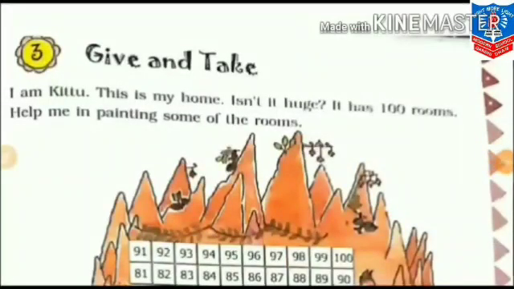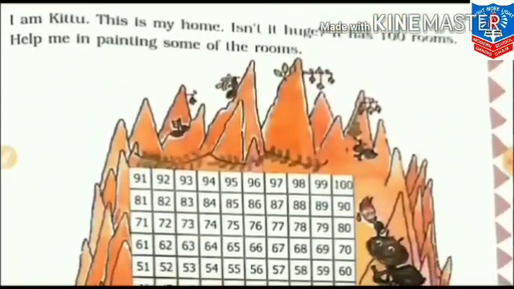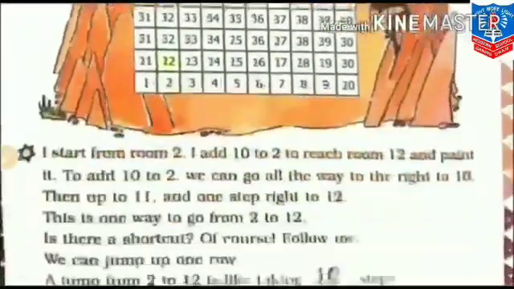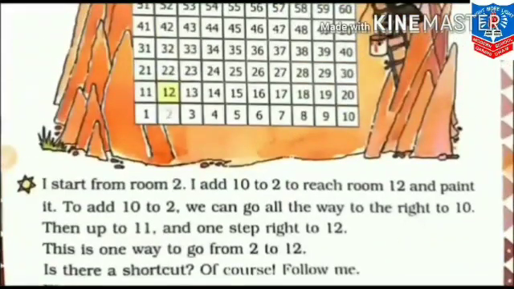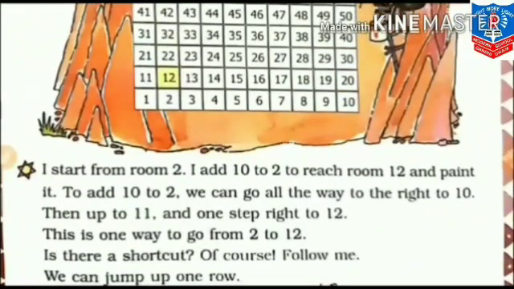Okay children, in this chapter give and take, I am Kittu. This is the front page, page number 29, and it's his home. He says that his house has 100 rooms. So they help me in painting some of the rooms. He starts from room number 2 and adds 10 to 2 to reach room 12 and paints it. To add 10 to 2, we can go all the way to the right to 10, then up to 11 and one step right to 12. This is one way to go from 2 to 12.